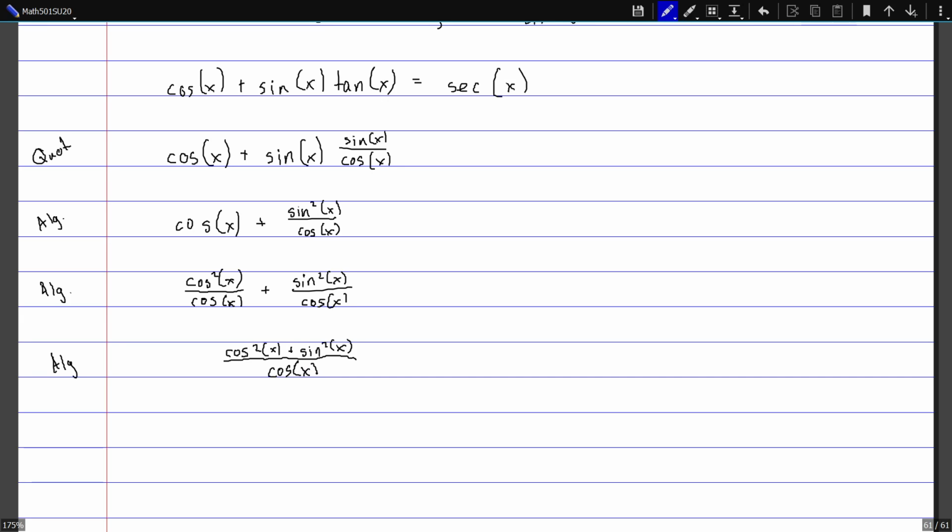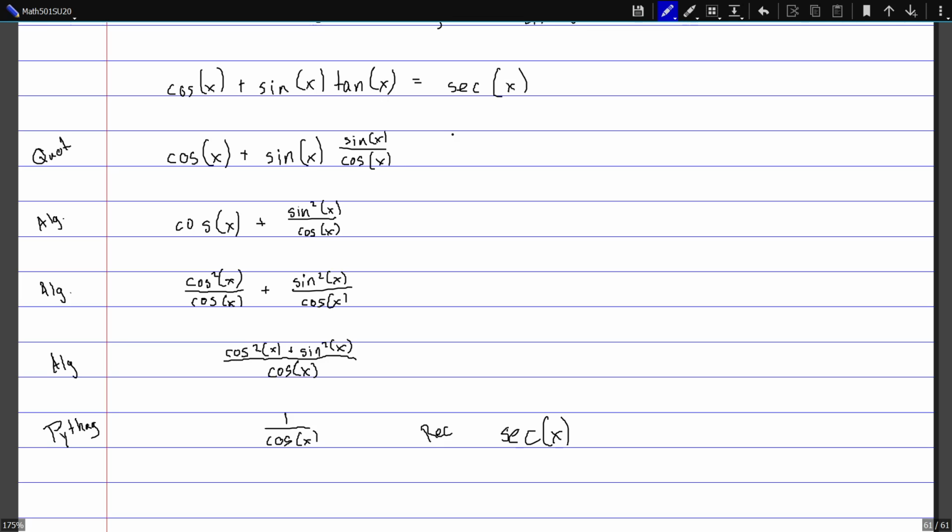You should recognize that expression up top. Cosine squared x plus sine squared x, that is our Pythagorean identity, our original one. We know that that can be replaced with 1. So this is now 1 over cosine of x. That means our final step here is to use our reciprocal identity. 1 over cosine of x, that's the exact definition for secant of x. And there we have it. We've verified that this expression on the left-hand side is equal to this.